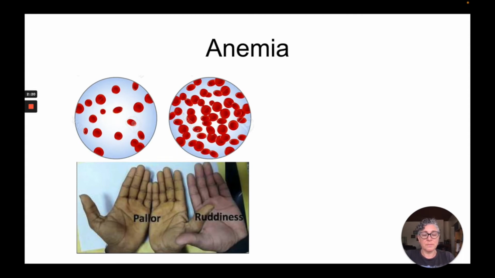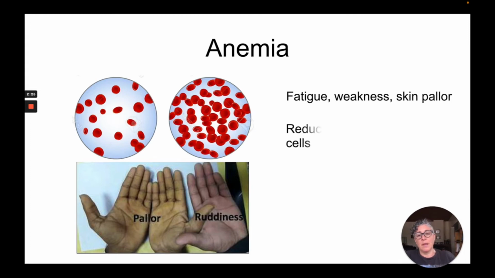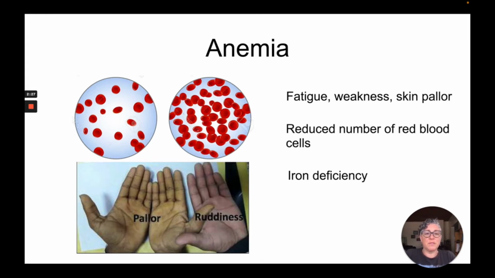The third deficiency disease we're going to take a look at is anemia. The symptoms of anemia are mainly fatigue, weakness, and a skin pallor. This is due to a reduced number of red blood cells, and this is caused by an iron deficiency.